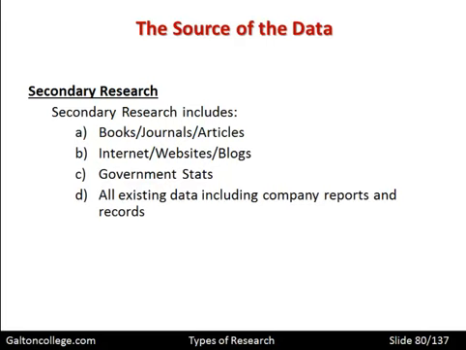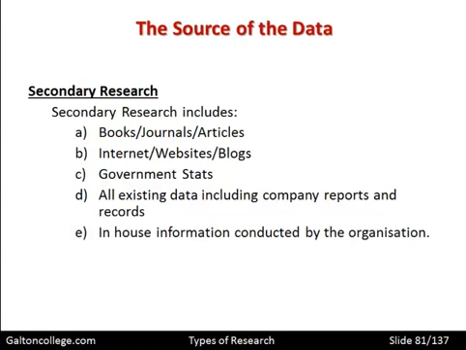But other sources could be company reports and company records. These reports and records were published or made available for specific purposes. Now they can be used for something else, used in a secondary sense. In-house information conducted by organizations could be internal to the organization. They look at their own data they used in the past, and perhaps were able to use it again. Data they collected in the past, which at that time was primary, now they're able to use a second time. It's secondary research.